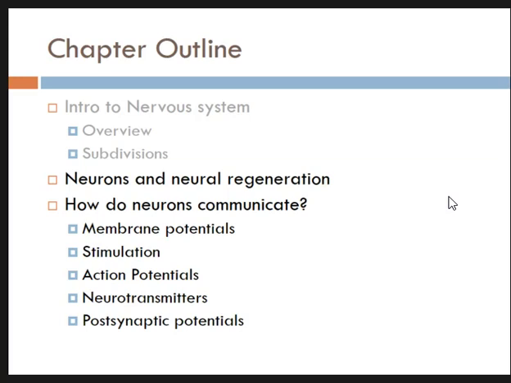I feel like we didn't quite finish this. I'm going to go back to that slide in a second. We've pretty much done an intro to the nervous system, talked about subdivisions. And then our goal for today is to introduce neurons and neural regeneration. So there's a basic structure and function of neurons, and then we start into this discussion of how neurons communicate. And that's most of the chapter, is that sequence.